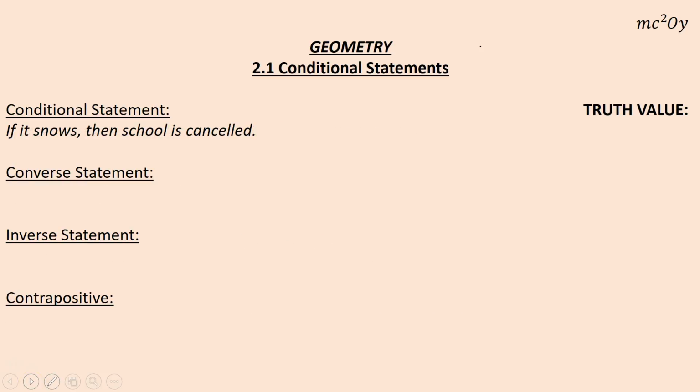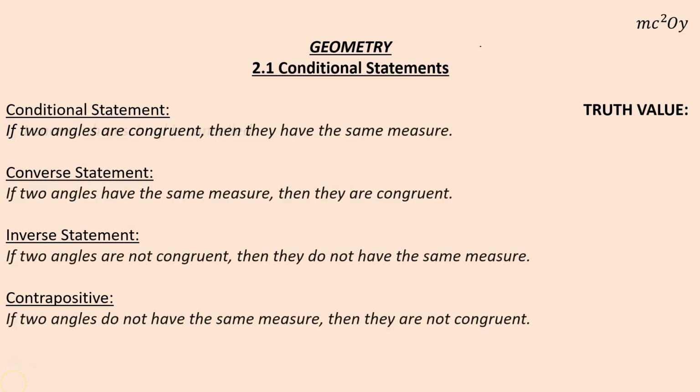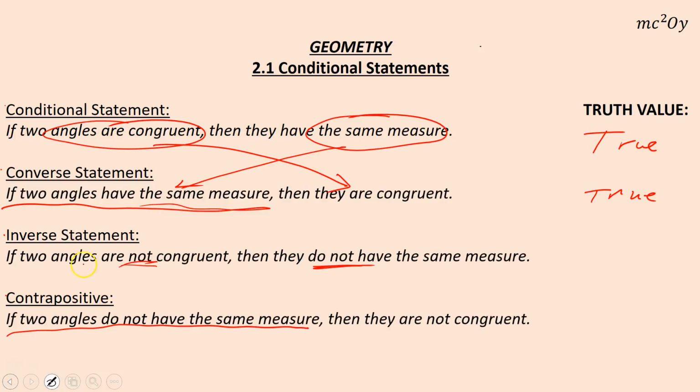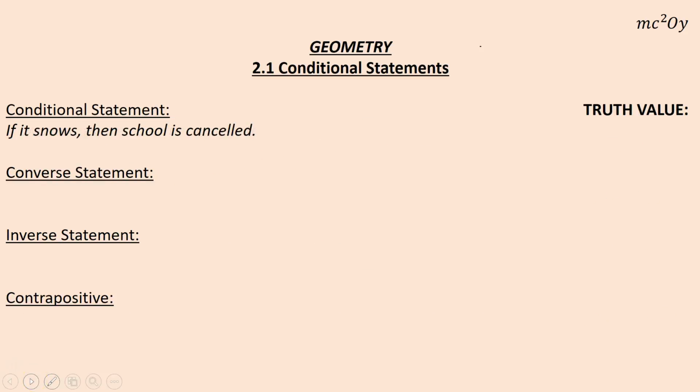Okay, but before we do that, oh, and by the way, we never finished our truth value on this. Inverse statement: if two angles are not congruent, then they do not have the same measure. So if they're not congruent, they can't have the same measure. That is also true. And this one, if two angles do not have the same measure, then they are not congruent. That's also true. All right, so all those are true. Let's move on to our snow one.